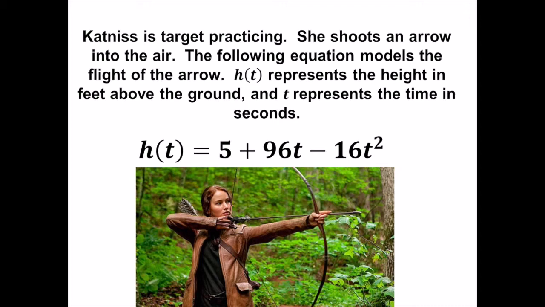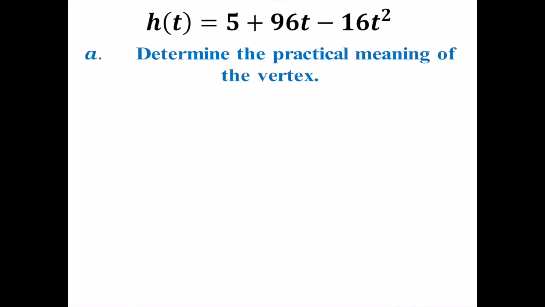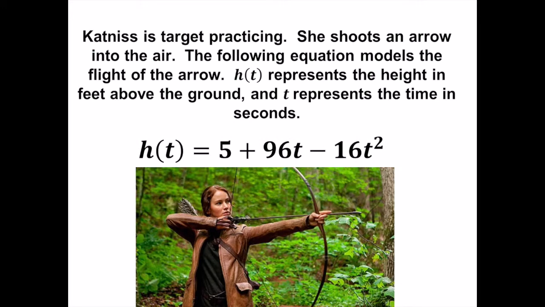This is real similar to the one that we did earlier, the care package that we were dropping. What we want to do here is determine what the practical meaning of the vertex is. In order to find the vertex, you can plug it into your calculator. That's probably the easiest way to do it. Then we're going to have to interpret this. I'm going to rewind just a second so you can remember what h of t and t represent, because you're going to get that ordered pair. Remember, h of t represents the height in feet above the ground, and t represents the time in seconds.